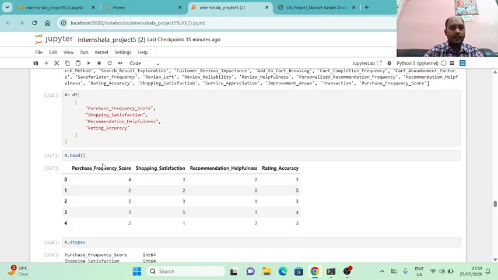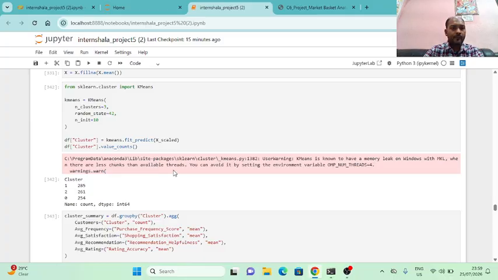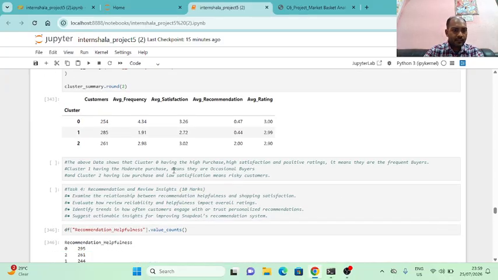calculated the K-means. After that calculation, we have found that cluster 1 has moderate purchases, which means they are occasional buyers, and cluster 2 has low purchases and low satisfaction, which means the risky customers. So the above data shows cluster 0 has high purchasing, high satisfaction and positive rating customers. It means they are the frequent buyers, cluster 0.